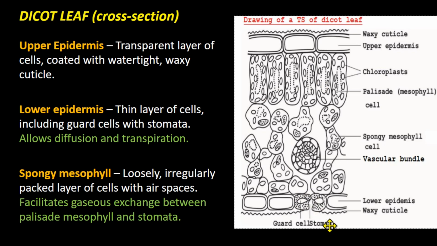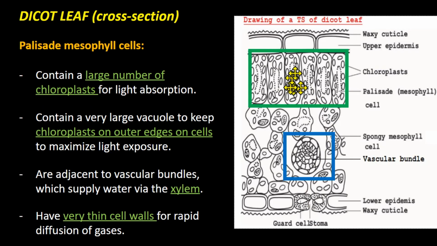Basically, carbon dioxide is going to diffuse in through the stomata, pass through the spongy mesophyll layer, and then go to the palisade mesophyll cells. So the palisade mesophyll layer is where the party is happening. This is where you're going to get the majority of the photosynthesis occurring. And this is because there's a large number of chloroplasts packed here for light absorption.